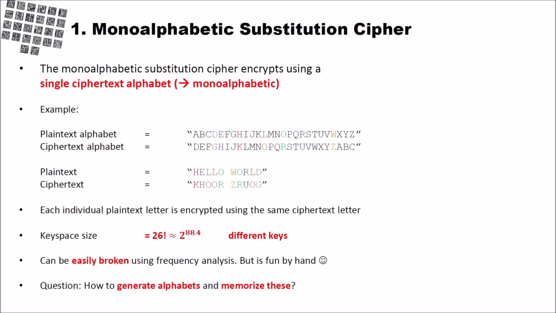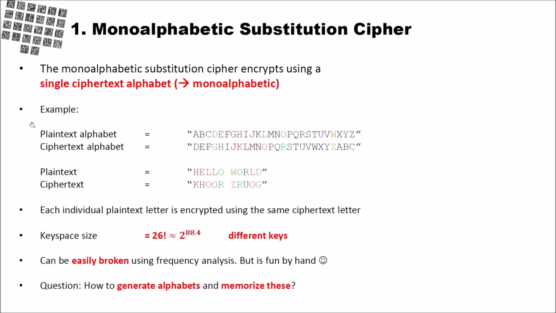What is a simple monoalphabetic substitution cipher? When you're a subscriber of this channel, you probably already know this, but I think this is a good recapitulation of what a monoalphabetic substitution cipher is. It encrypts using, and that's why we call it monoalphabetic, a single ciphertext alphabet. And here is an example.